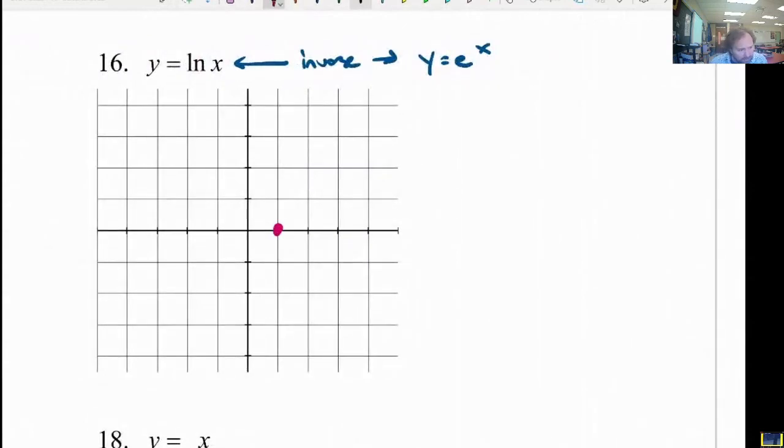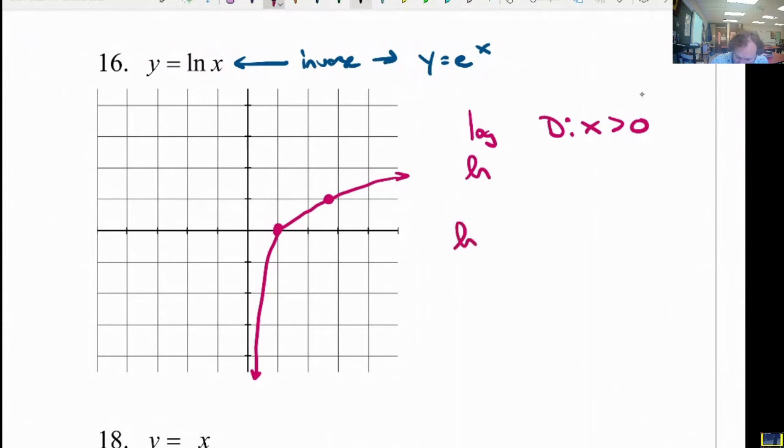This graph also has 2.7181 right about there. And the graph will look something like this. Remember, as we discussed in the last topic, all logarithmic functions have a domain of x greater than 0. It cannot be negative. This includes natural logs. A natural log is just a log with a base of e. So it's the same thing.